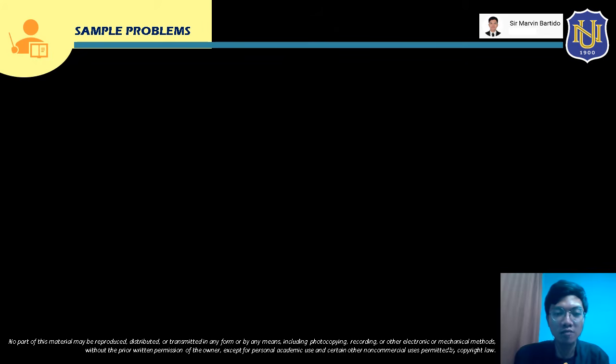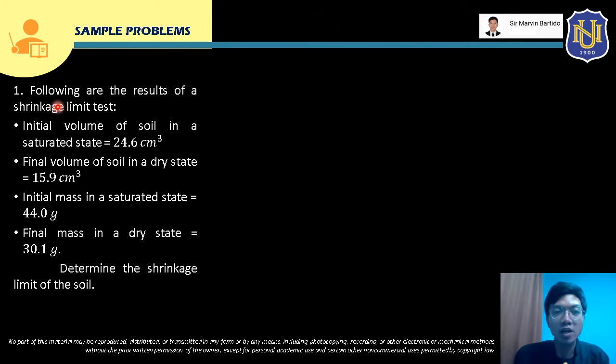Okay, so let's start solving sample problem number 1. Following are the results of a shrinkage limit test. Initial volume of soil in a saturated state equals 24.6 cubic centimeters. Final volume of soil in a dry state equals 15.9 cubic centimeters. Initial mass in a saturated state equals 44.0 grams. And the final mass in a dry state equals 30.1 grams. Determine the shrinkage limit of the soil. So for our givens, let's list them down.